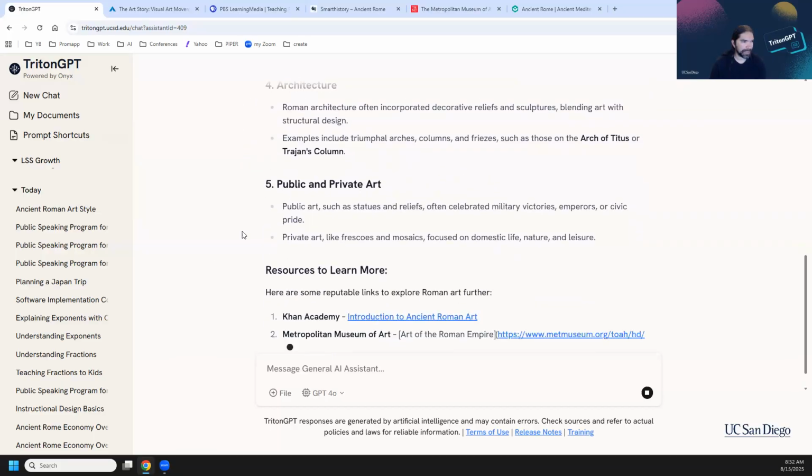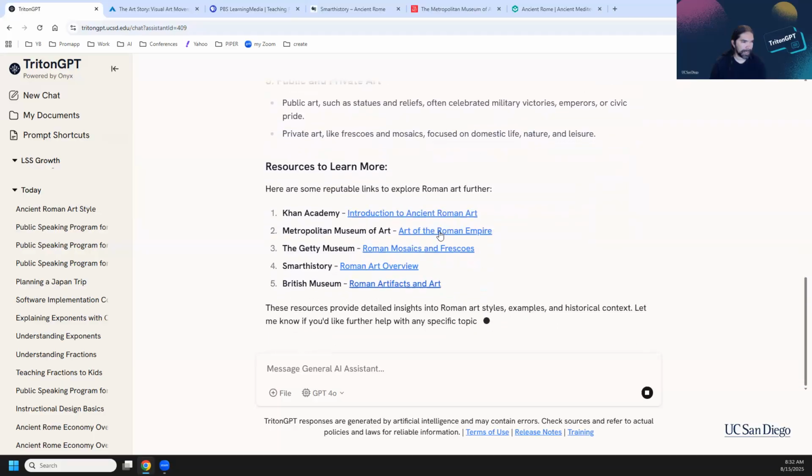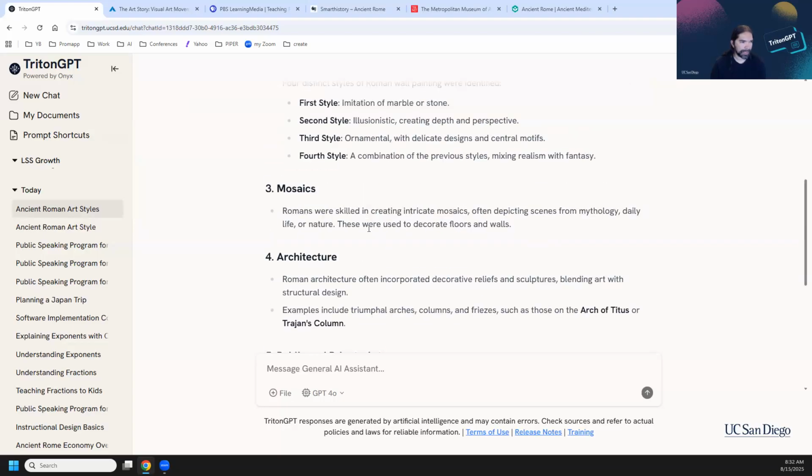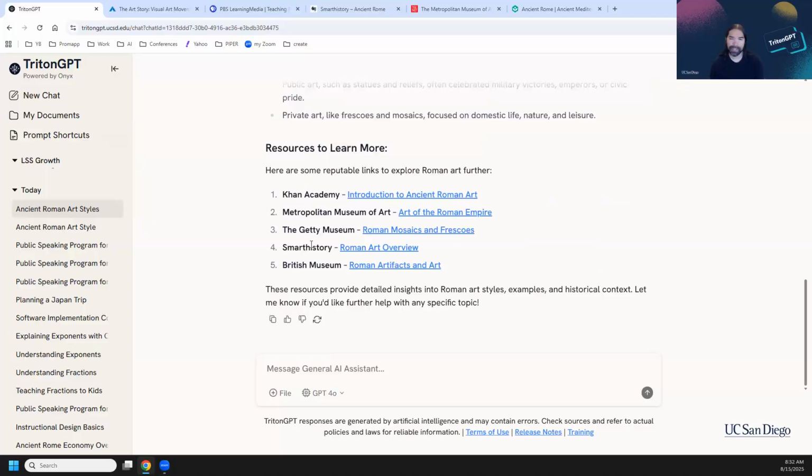Let's see if it actually gives me those links. It does, and it includes it here at the bottom. Again, some other tools will embed those in its responses, you'll see little bubbles or things like that. As always, make sure to check the references, check the resources, because we are still the human in the loop here. So we are still making sure that the information it's providing is factual.